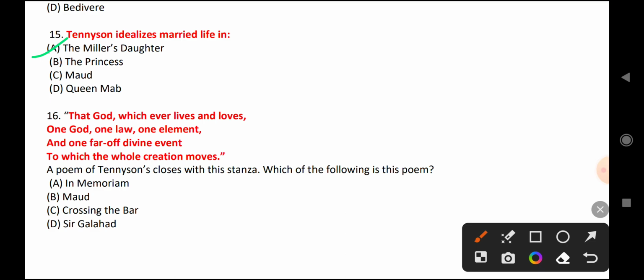Next question is: that God, which ever lives and loves, one God, one law, one element, and one far-off divine event, to which the whole creation moves. The whole creation moves toward God, who has one law, one element, and one divine event. So which poem of Tennyson ends with this line? So the answer is In Memoriam.